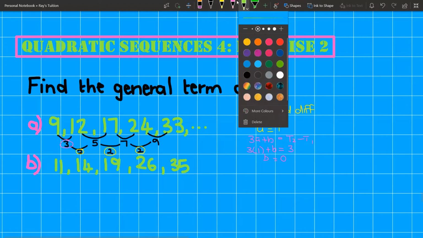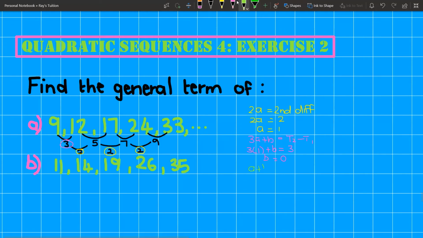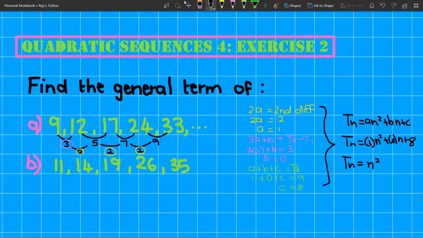Finally, we need to get our c term, so we use the equation a plus b plus c is equal to our first term. So a we calculated was 1, b is 0, c is what we're solving for, and the first term is 9. So solving for c, we get 8. So these three, a, b, and c, then give us for our formula, Tn is equal to an squared plus bn plus c. So Tn is equal to 1n squared plus 0 times n plus 8. And then writing this out in a simplified way, we get n squared plus 8.